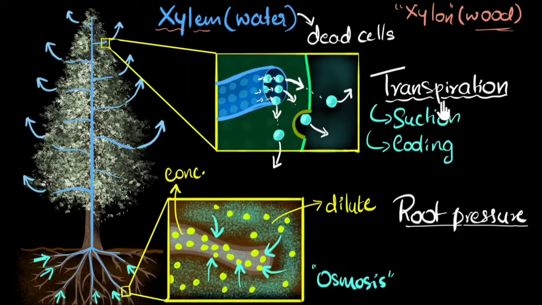It's not as strong as the suction produced due to transpiration, but during the nighttime, this is the only available force. So this makes sure that the column doesn't fall down. And that's pretty much it.